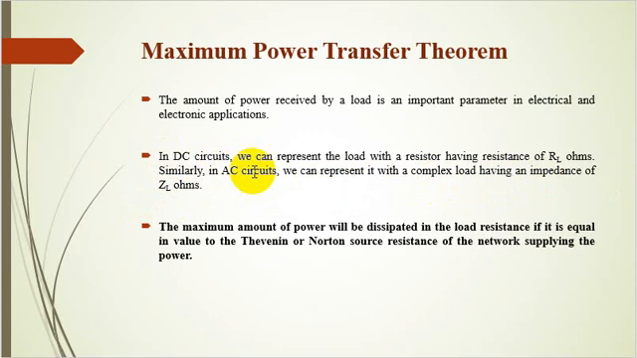So this is the main difference between the DC circuits and AC circuits in terms of dealing with the maximum power transfer theorem. The maximum power transfer theorem states that the maximum amount of power will be dissipated in the load resistance if it is equal in value to the Thevenin or the Norton source resistance of a network supplying the power. This is the main definition of the maximum power transfer theorem, in which it is very clear that the maximum amount of power will be dissipated if the value of the resistance is equal to the Thevenin or the Norton source resistance.